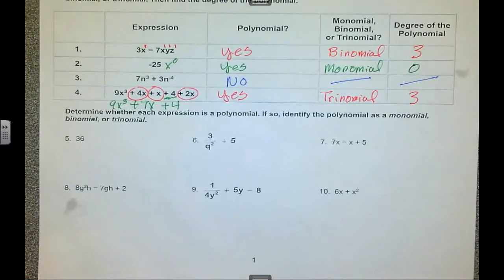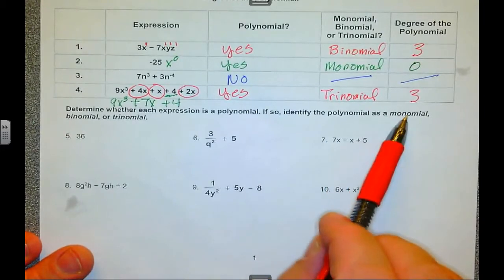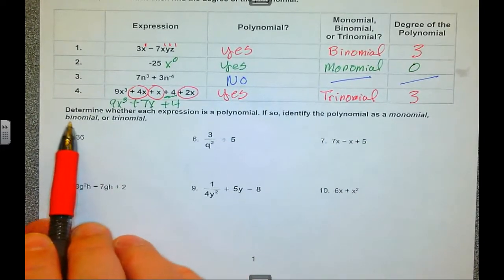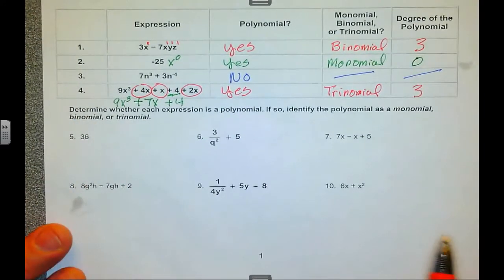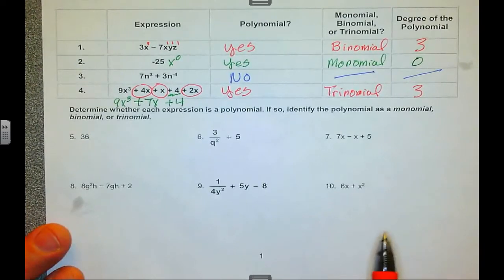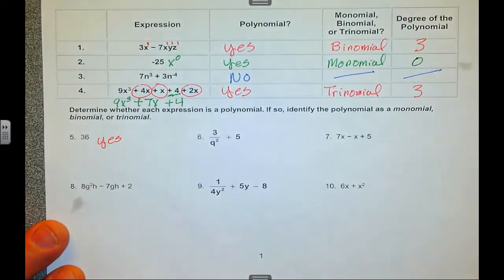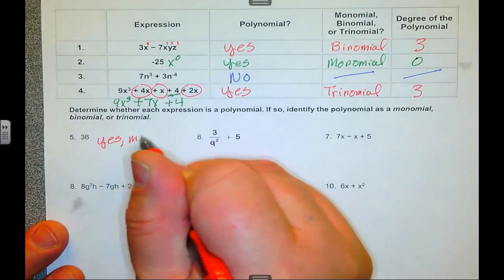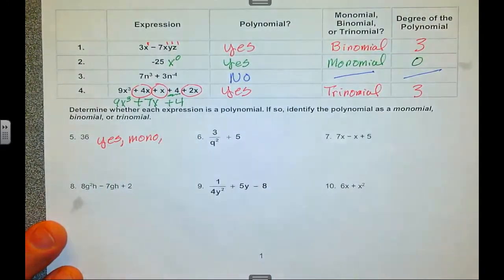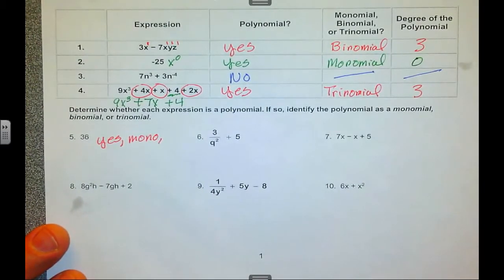Let's determine whether each expression is a polynomial. If so, identify the polynomial as a monomial or a binomial or a trinomial. Okay, number 5. Is that a polynomial? Yes. Okay, identify the polynomial as a monomial. Monomial. And that's all we have to do. Right? Okay, number 6. Is that a polynomial?